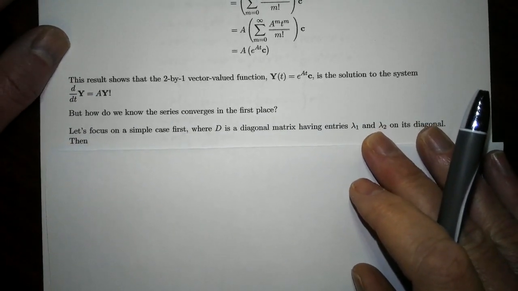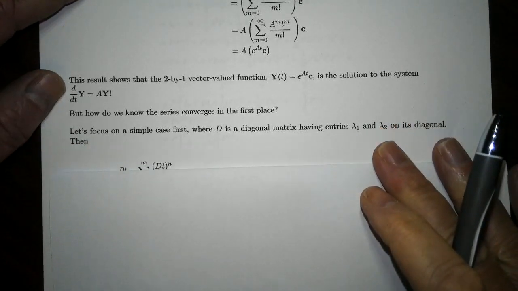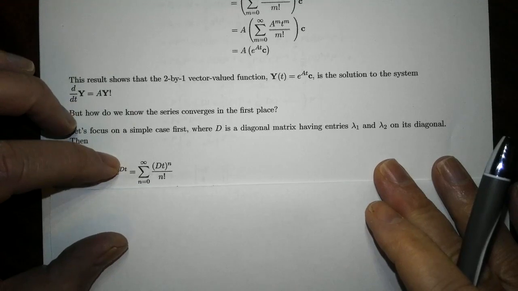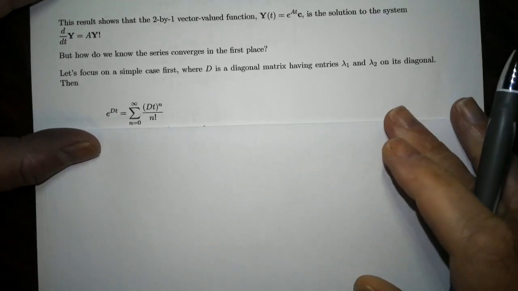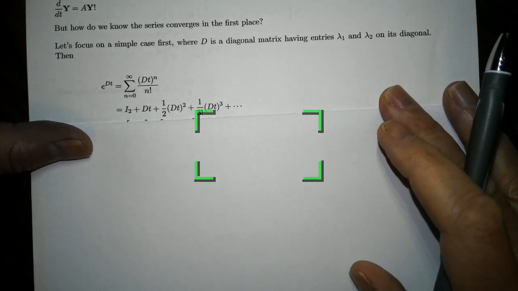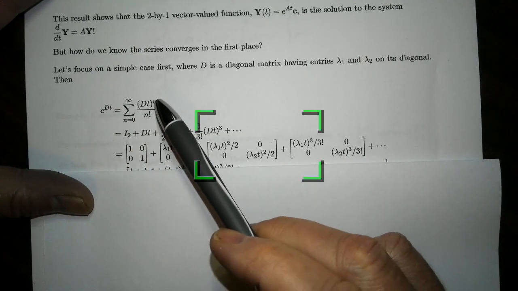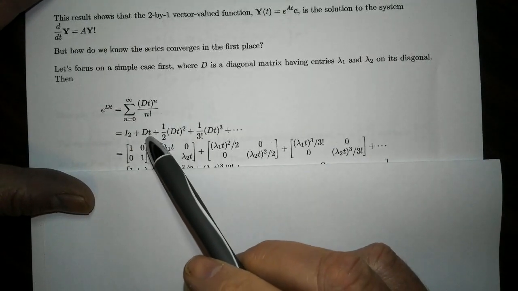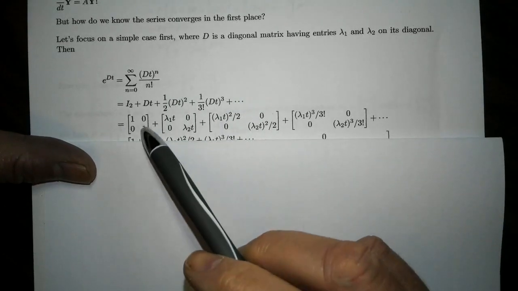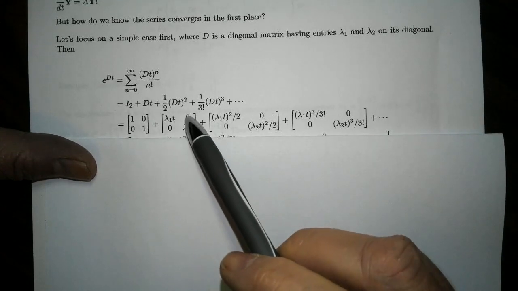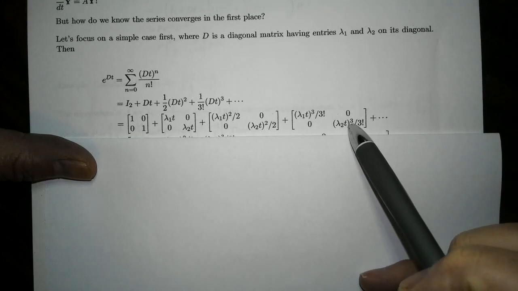Let's focus on a simple case first, where D is a diagonal matrix, having entries lambda 1 and lambda 2 on its diagonal. So e to the Dt, we would just substitute Dt into our power series expansion for the matrix exponential. So this would be, if n is 0, we'd have the 2 by 2 identity matrix plus Dt quantity squared, and so on and so forth, which I can write in this way. The identity matrix, here's D times t, here's D times t squared, and here's D times t to the third.